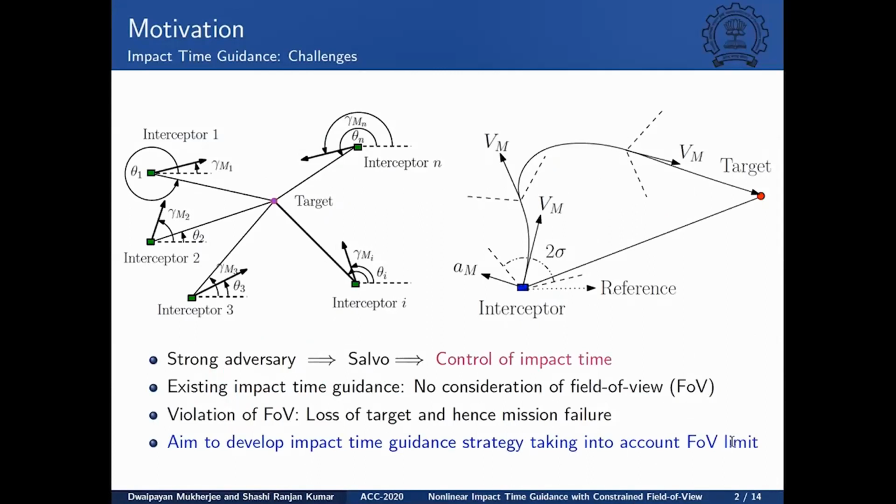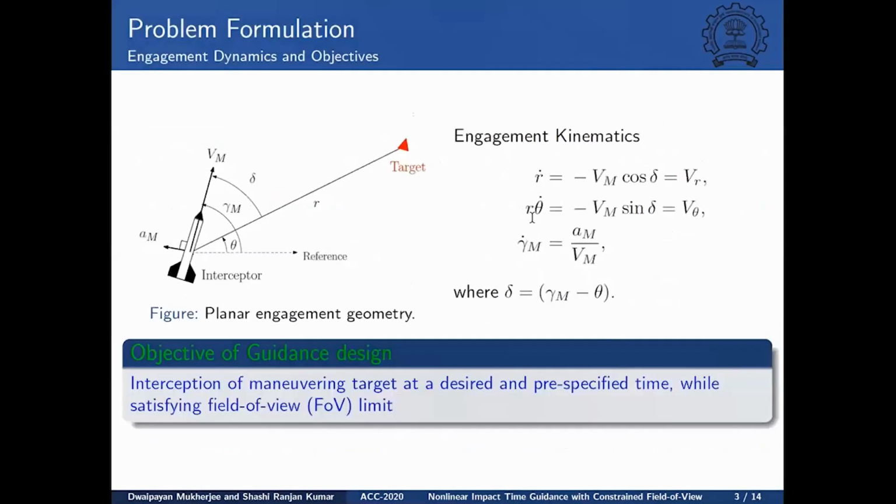Now, why is field of view important? Often, if you require a very large value of impact time, you might be required to take a detour, thereby occluding the target from your field of view, which might lead to failure of the mission. So both of these constraints need to be met. Unfortunately, in the literature, not much work has been done to address both of them simultaneously. And this is the gap that we look to plug through this work.